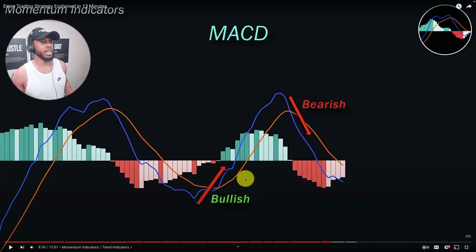I've done this before, guys. It's lagging. It doesn't tell you beforehand. It tells you afterwards, and after the move's probably already taken place. Most of these indicators are lagging indicators, so they tell you after the move has actually happened.